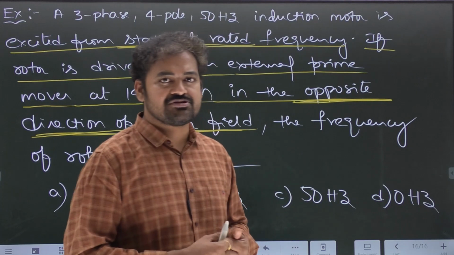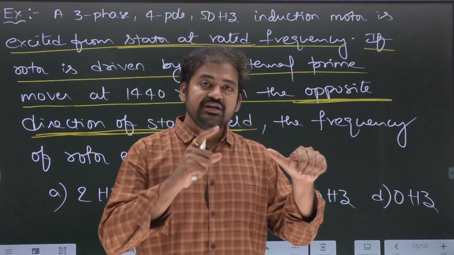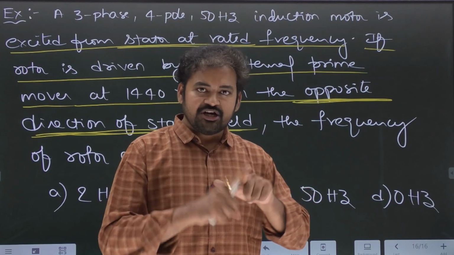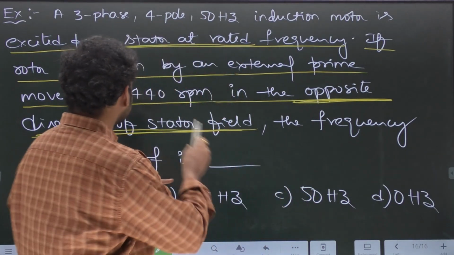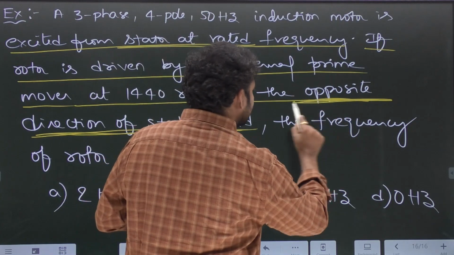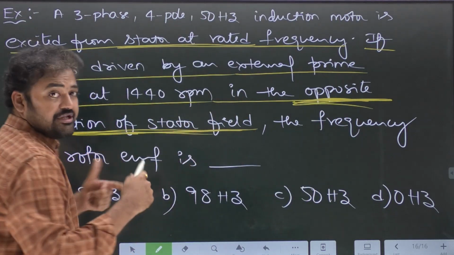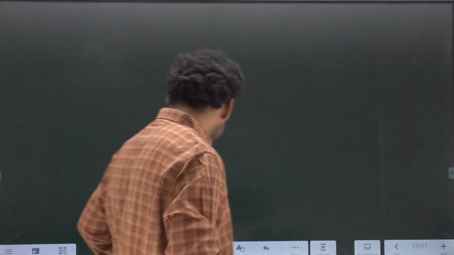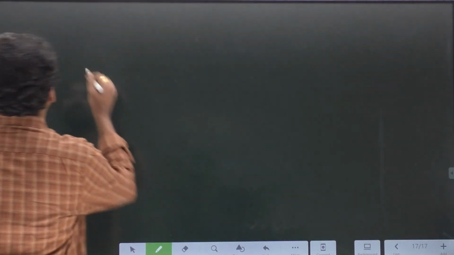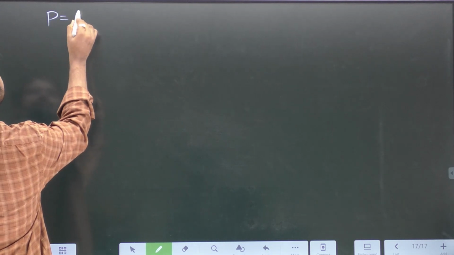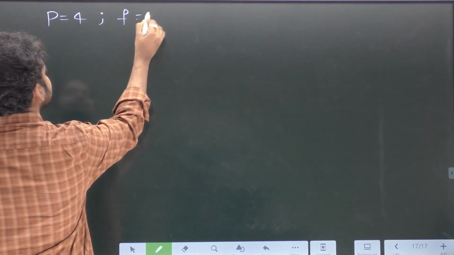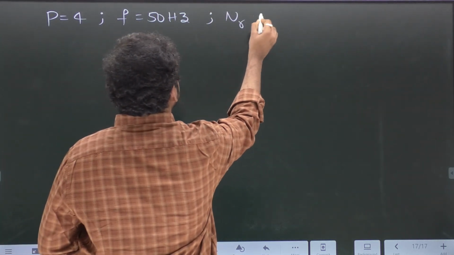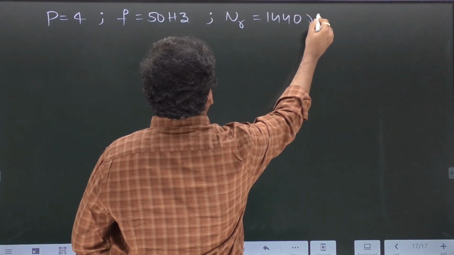Alright, let's see how to answer. So the key points are: the machine is excited from the stator side, the rotor is driven by an external prime mover. In which direction? Opposite direction to the stator field. What is the rotor frequency? Okay. So let's note down the data given in the problem. Yes, the machine has 4 poles and the supply frequency is equal to 50 Hz. The rotor is driven at a speed of 1440 rpm.